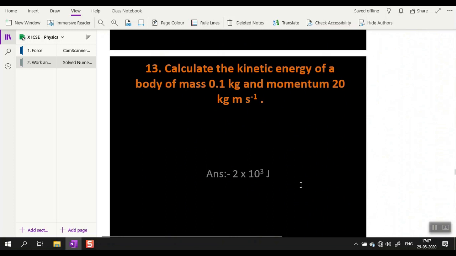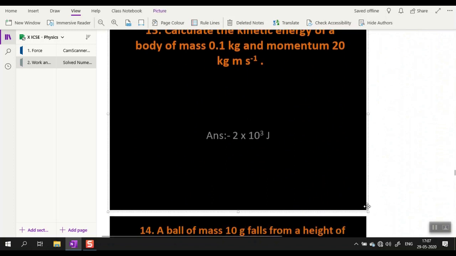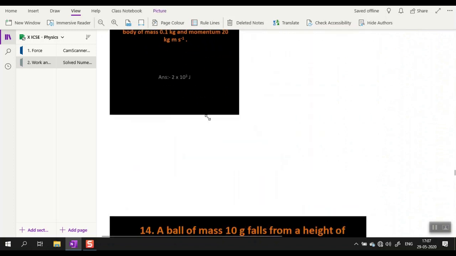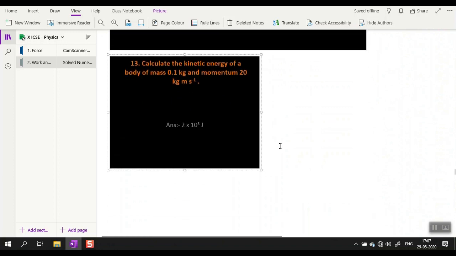Okay, question number 13. Calculate the kinetic energy of a body of mass 0.1 kg. Kinetic energy, we have to calculate. The mass is 0.1 kg and momentum is 20 kg meter per second. Momentum P, 20 kg meter per second.